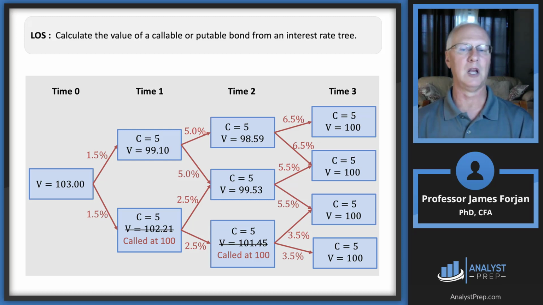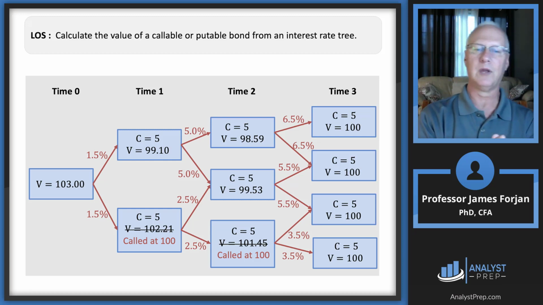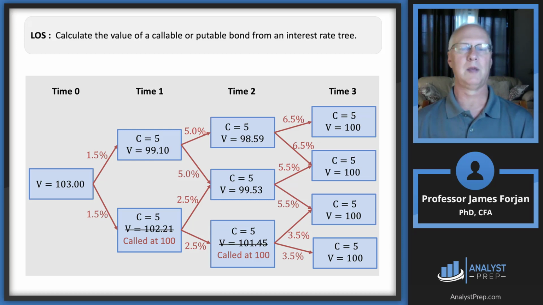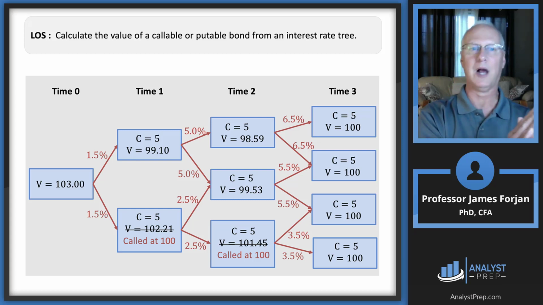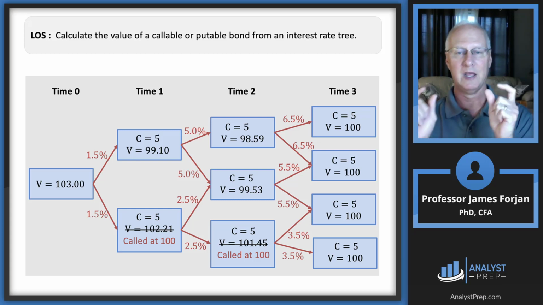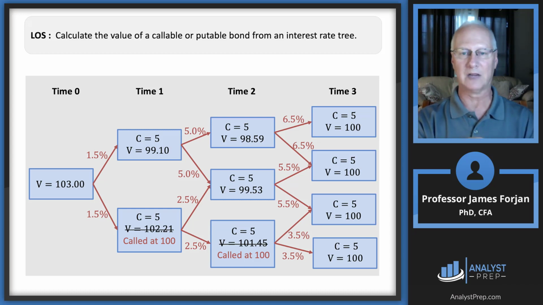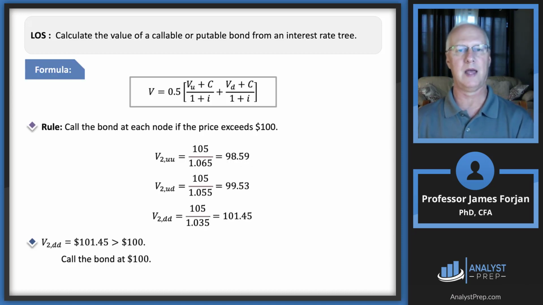Notice that we've drawn a line through that. So there's the crossing out. It's going to be called at 100. So when we continue to backward induct, we're going to use the 100 to get the present value at each time. And so we work our way all the way back to get the 103. So there's part of the previous LOS, describe the process. And let's go ahead and view the calculator steps to do the actual math so that we can calculate. We have that written on the next couple of slides.